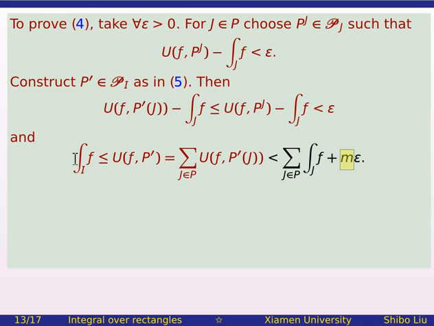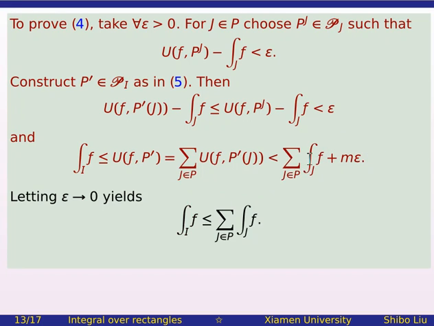Okay, so we have this inequality. The integral of f over I will not be greater than the sum of the integral of f over J plus some constant m multiplied by the arbitrary constant epsilon. So let epsilon go to 0, and we obtain this inequality, because this integral and this sum do not depend on epsilon. Therefore, although this is strictly less than this, when epsilon goes to 0, it might be equal. Therefore, we have a not-greater-than sign here.